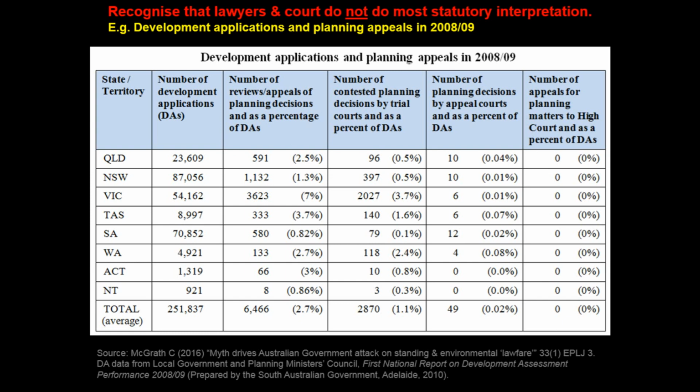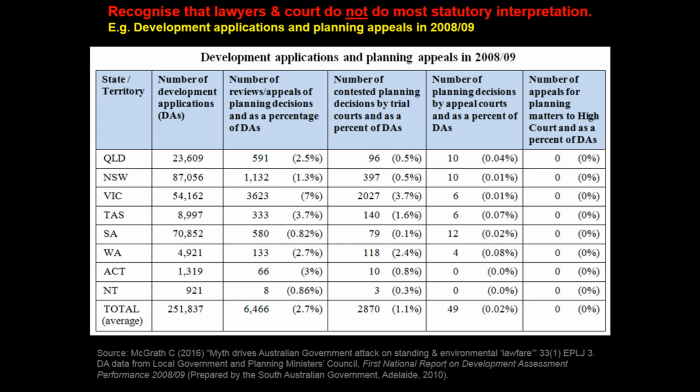So like if we look at Queensland, which is the top row, in 2008-2009 there were 23,000 development applications in Queensland, of which 591 were appealed. That's only 2.5% of the total DAs. So now, even if you assume that lawyers got involved in all of the appeals, that's still like 97% that may well have only been dealt with by, say, town planners.